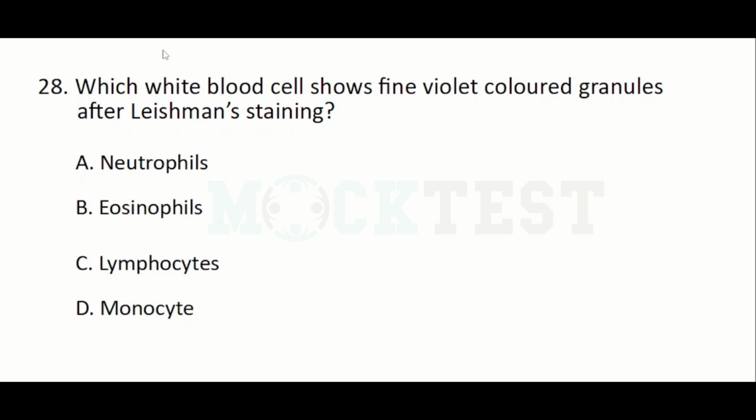Which white blood cell shows fine violet colored granules after Leishman staining? Option A neutrophils, option B eosinophils, option C lymphocytes, option D monocytes. Answer is option A neutrophils.